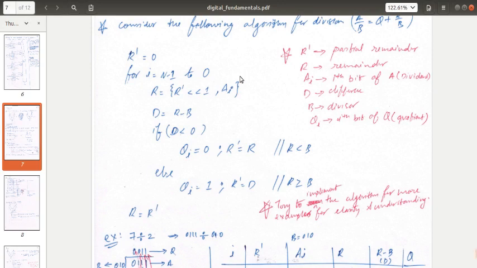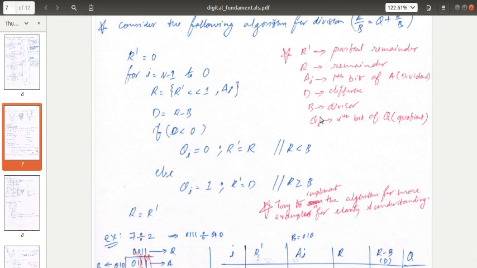So just some terminologies. This R and R bar are not the same. R bar we will call the partial remainder, and R we will call the remainder. Then in this notation, A of i is the ith bit of the dividend, and Q of i is the ith bit of the quotient, right? B is the divisor, D is the difference between the partial remainder and B. We will come to that.